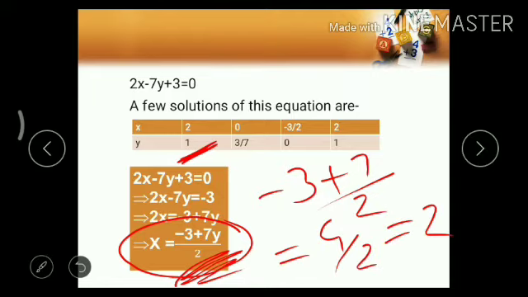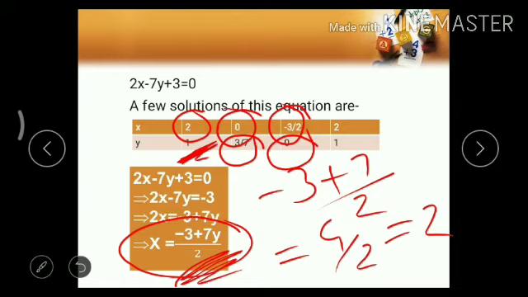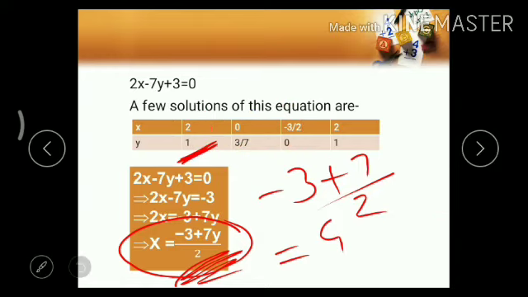So x equal to 2 you shall get. So by taking y equal to 1, we are getting x equal to 2. Similarly, if you take y equal to 0, you will get x equal to this much. If you take y equal to 3 by 7, you will get x equal to 0. So this way you can find the solutions of this equation.